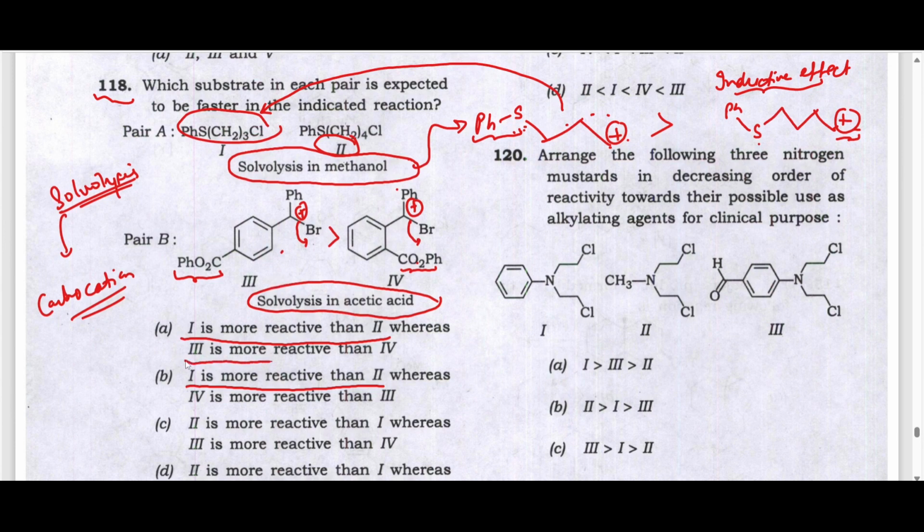So if we consider the A and B options, out of that, the first is more reactive as compared to the second in solvolysis in methanol, and the third is more reactive as compared to the fourth in the reaction of solvolysis in acetic acid. So option A is your correct answer in question number 118.